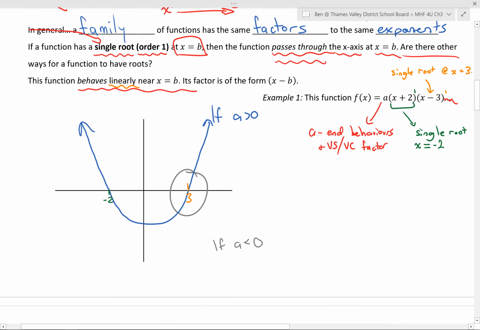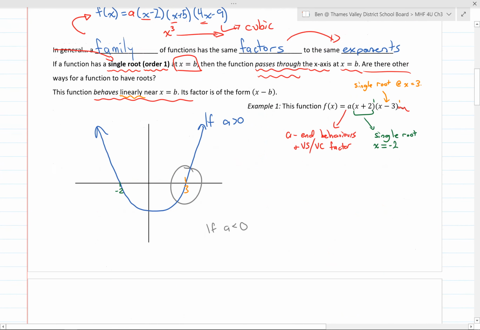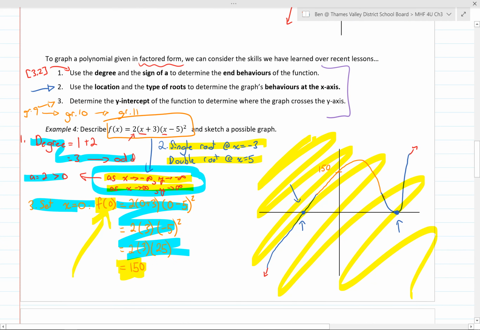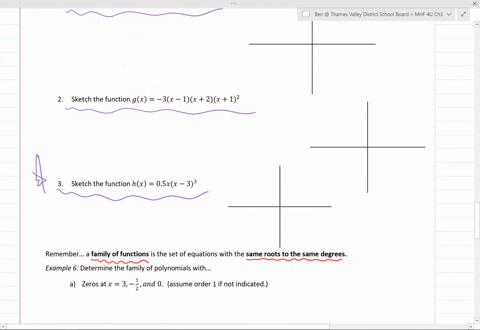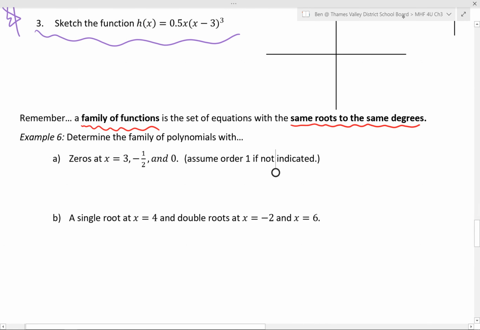Even further, bear with me. This is good content, just scrolling through the notes. A family of functions, we went through it right here. A family of functions has the same factors to the same exponents. So, a family of functions, again, we see it right down here. It's a set of equations with the same roots to the same degrees.